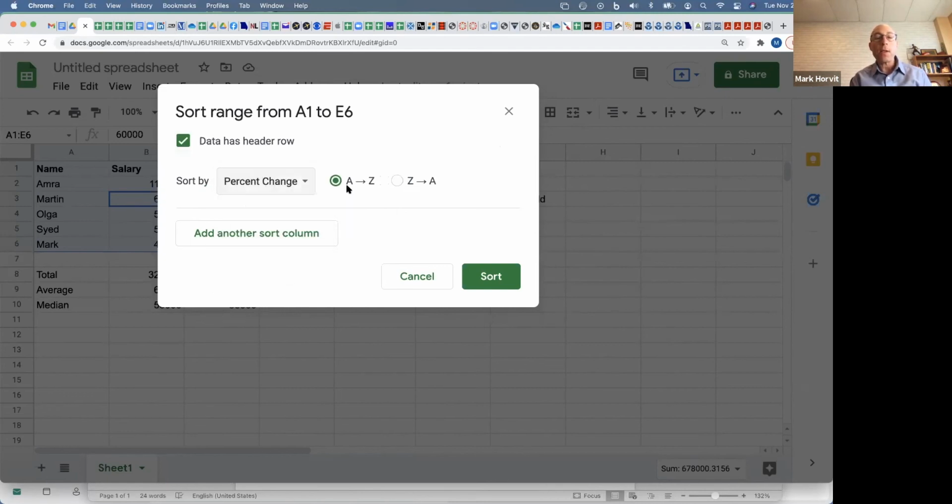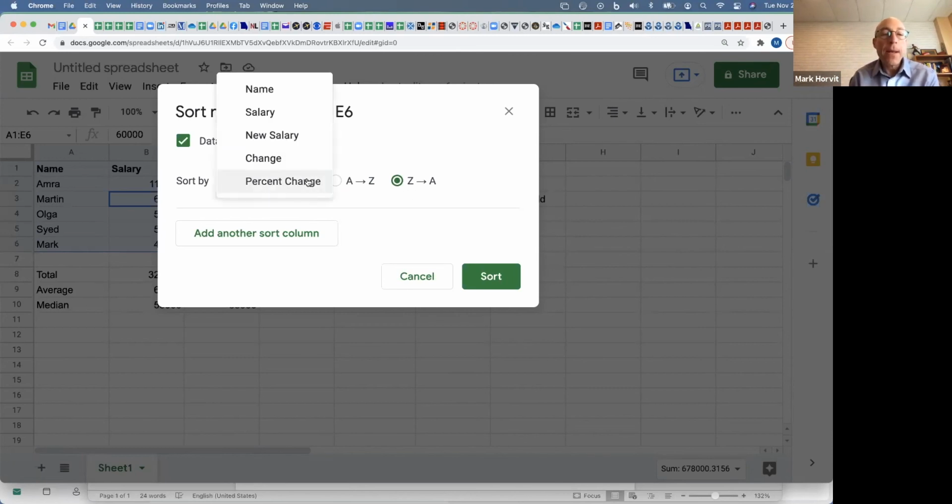And then I tell it I want it smallest to largest or largest to smallest. I want largest to smallest, and usually journalists want the biggest, the most, the worst first. The only time I ever really sort A to Z is if I'm trying to get alphabetical order typically.